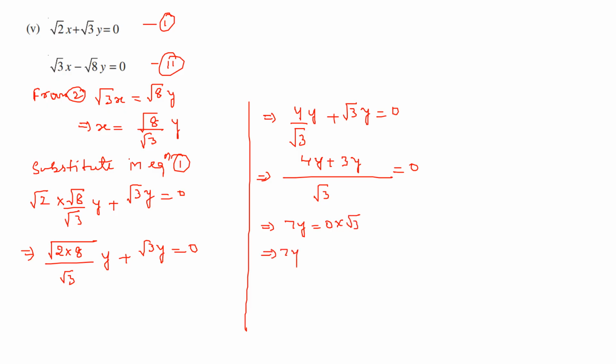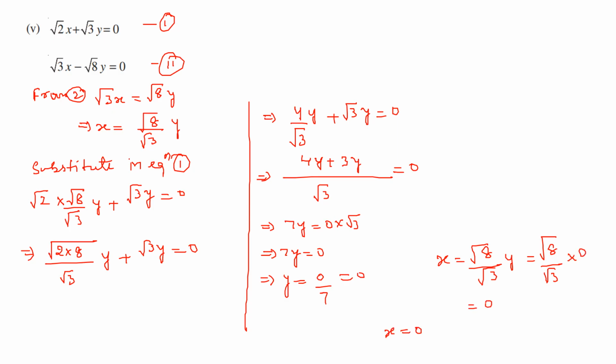So 7y equal to 0 into root 3. So 7y is 0. So the value of y will be 0 by 7, which is 0. Now if y is 0, what is the value of x then? x is root 8 by root 3 into y. If y is 0 means you have to multiply this by 0. So x is also 0. So the solution is x equal to 0 and y equal to 0. Okay. Now moving to the last question.